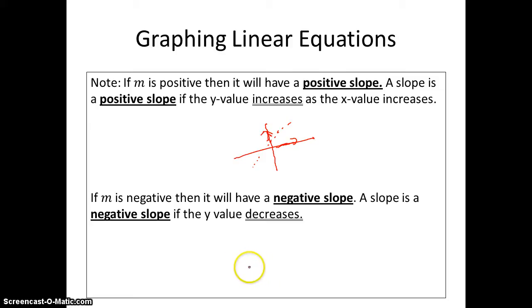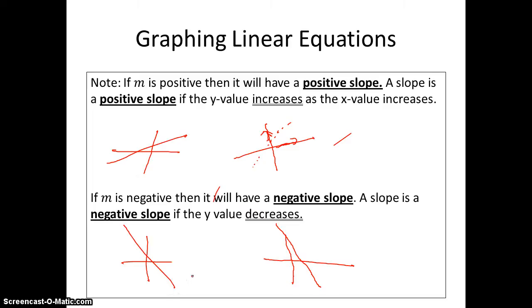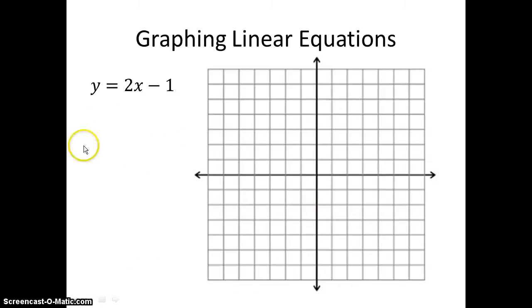Now, if m is negative, then it will have a negative slope. A slope is a negative slope if the y value decreases as the x value increases. I forgot to add that part down here. How that graph looks is like this. As x is increasing, y is decreasing. The values for y are decreasing. So, positive slope, negative slope. So let's go ahead and figure out how to graph these.